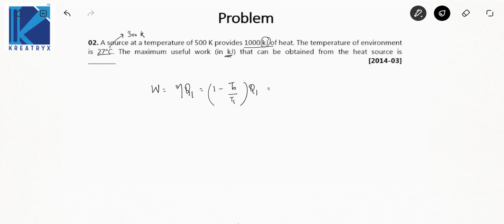So Q1 is 1000 kilojoule. I will put the value in kilojoule only because we need the answer in kilojoule. 1 minus 300 by 500. That implies maximum useful work will be 400 kilojoule. A very simple question.